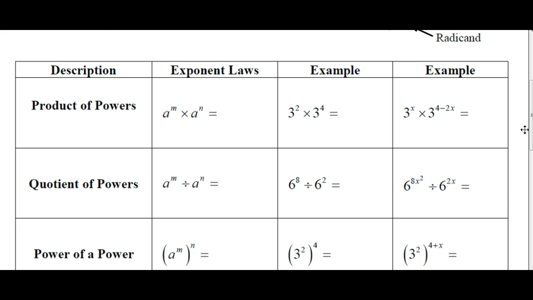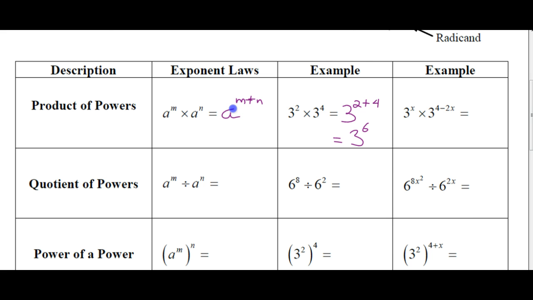So description, product of powers. Okay, so remember this whole thing is called a power. So when you multiply powers with the same base, what do you do with the exponents? You add them. So this is a to the m plus n. So 3 squared times 3 to the 4th is? 3 to the 6th. Yeah, so 3 to the 2 plus 4, which is equal to 6.